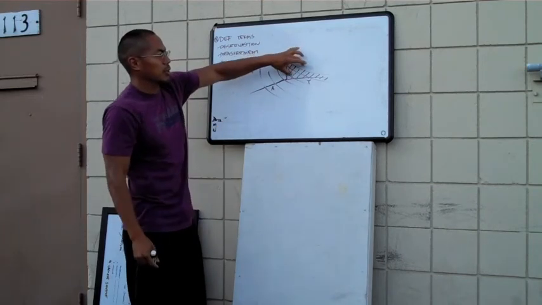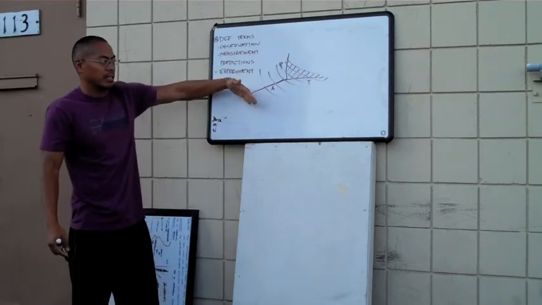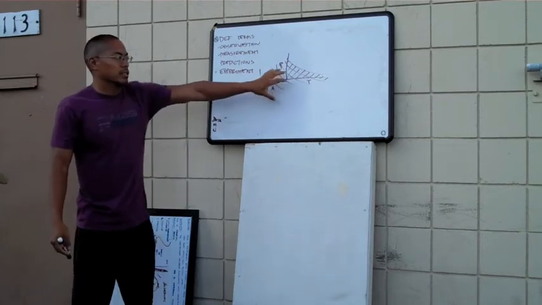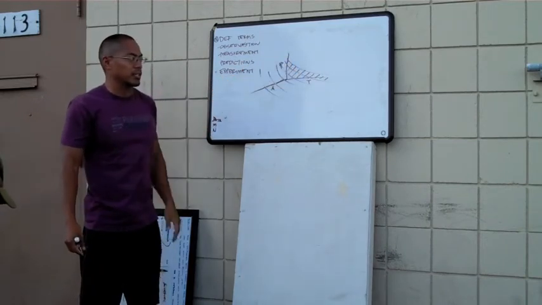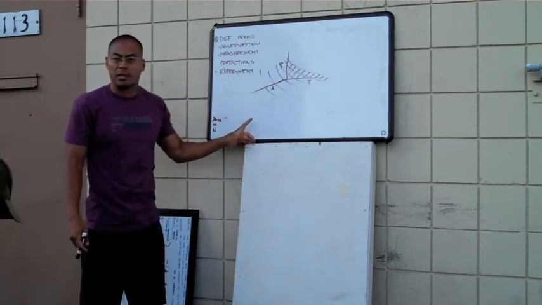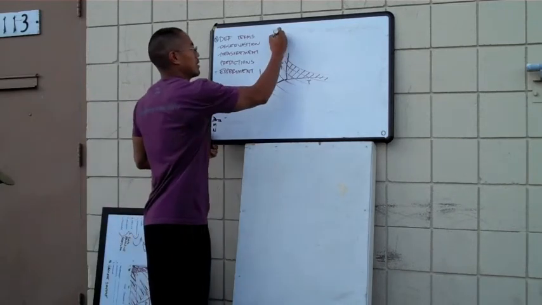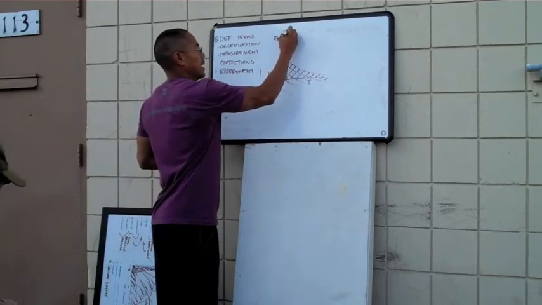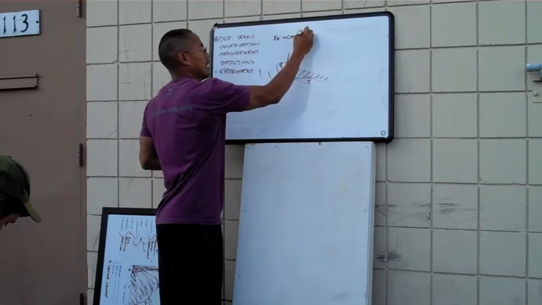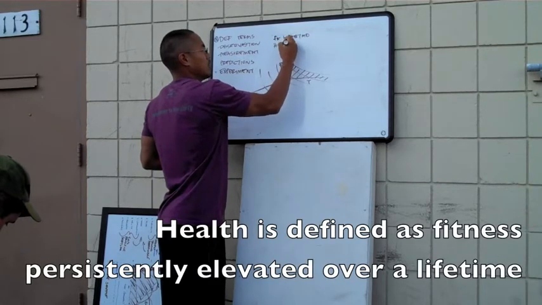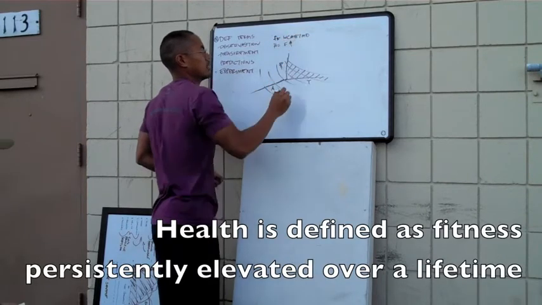So this area under the curve now becomes a three-dimensional solid that comes across. And so your fitness across your age at that point became our definition of health. So where fitness is work capacity across broad time and modal domains, health is fitness persistently elevated.